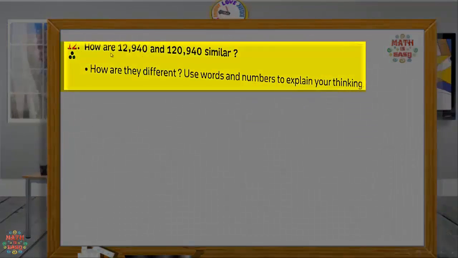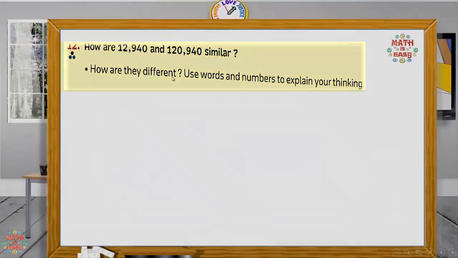12. How are 12,940 and 120,940 similar? How are they the same and how are they different? If you see here, we have 1, 2, 9, 4, 0. And here we have the same digits, 1, 2, 0, 9, 4, 0. They are similar because they have the same digits. But here we have 5 digits, and here 6 digits.